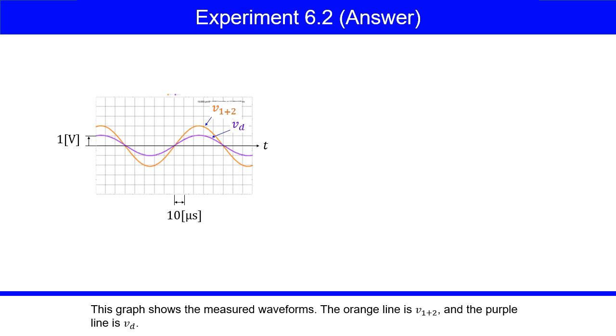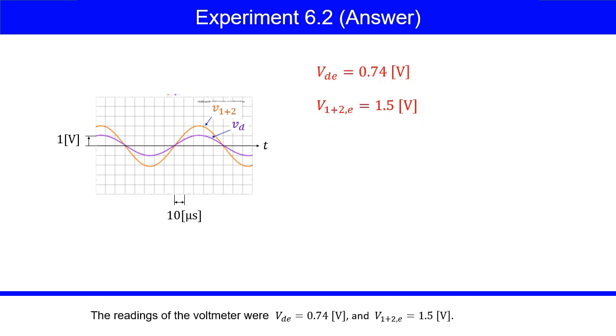This graph shows the measured waveforms. The orange line is V1+2, and the purple line is VD. The readings of the voltmeter were VDE equals 0.74 volts, and V1+2E equals 1.5 volts.